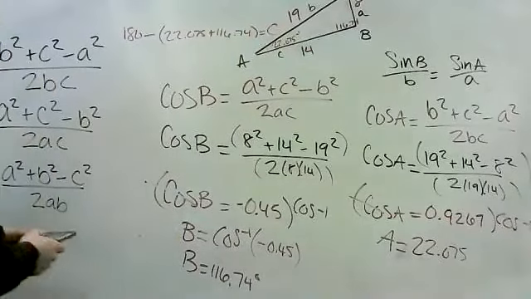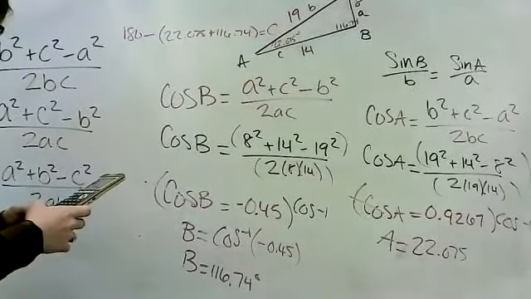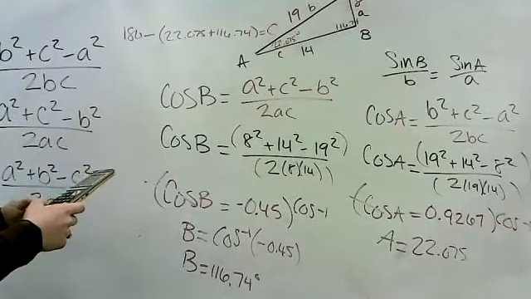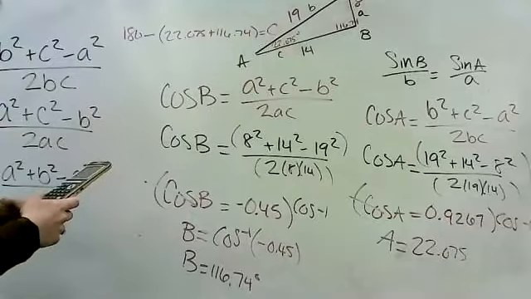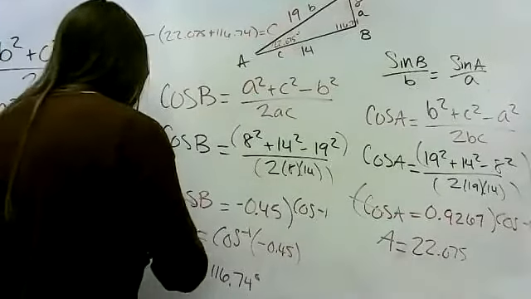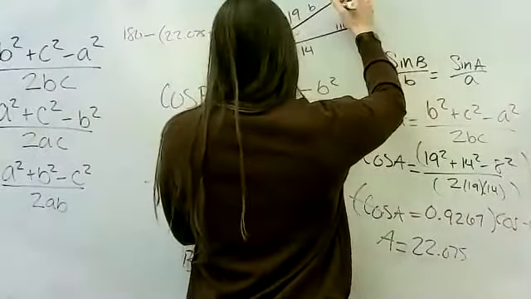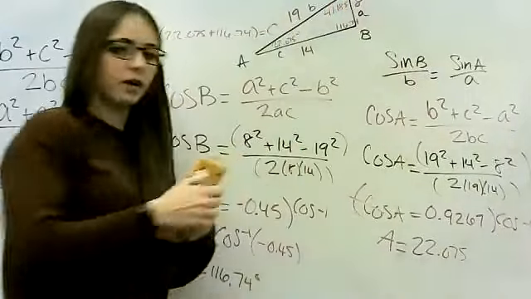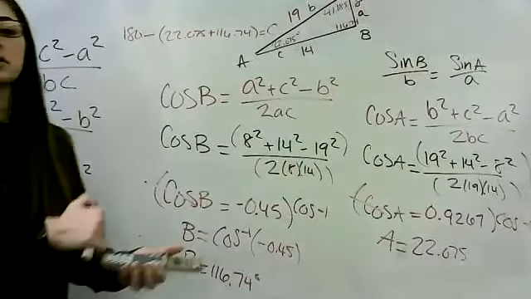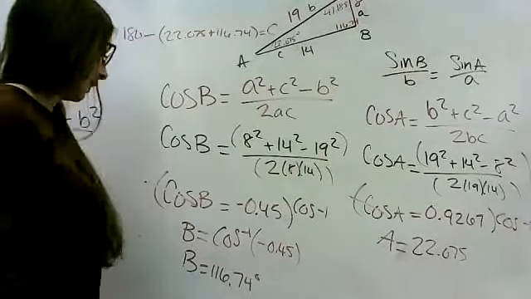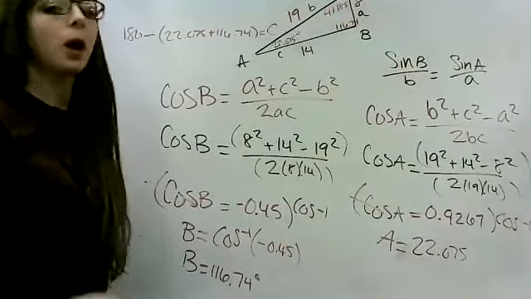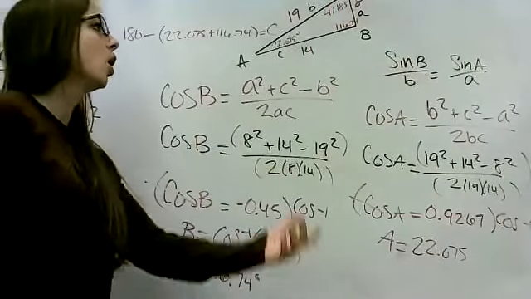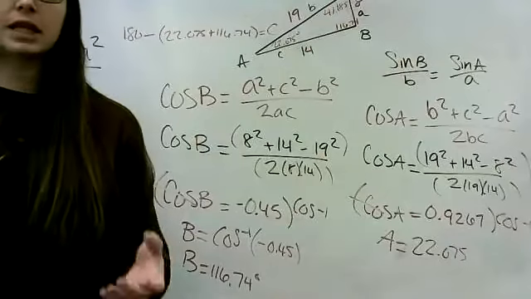Okay, so if I do that, if I add up my 22.075 plus 116.74 and subtract 180, you will get a C value of 41.185. Okay, if you are getting any small off decimal, like if you were getting like 45, you probably are doing something wrong. If you're getting 41.7 or 41.02, that's fine. You can get slightly different decimals.